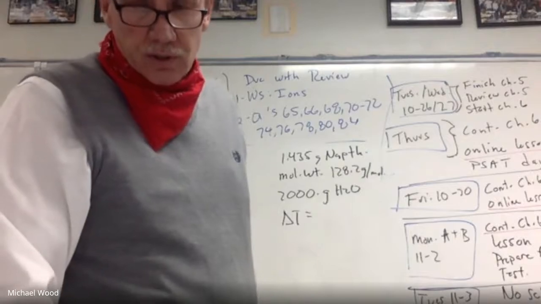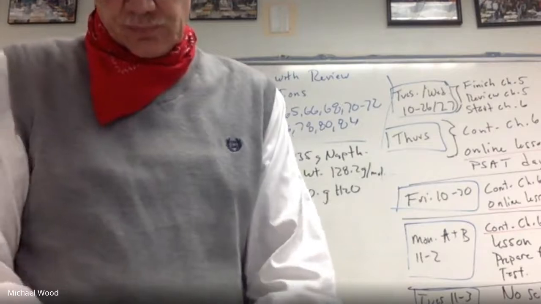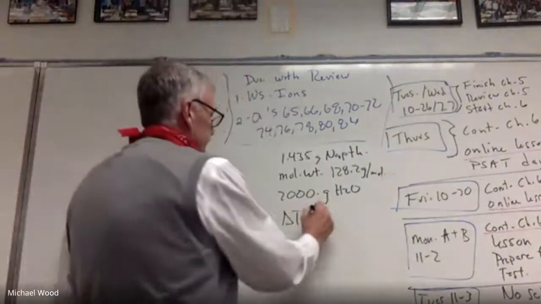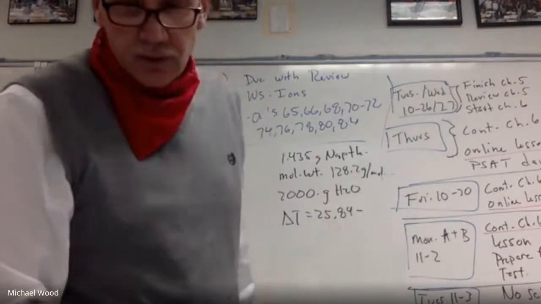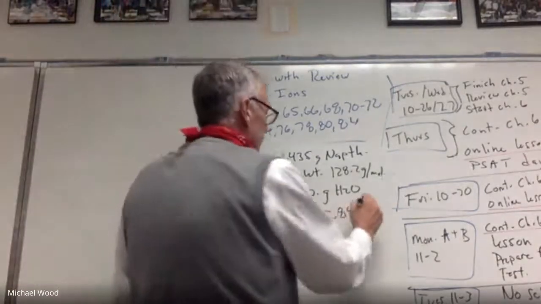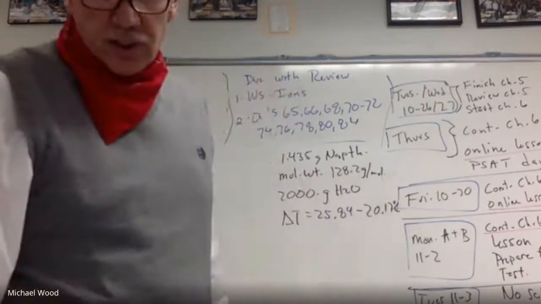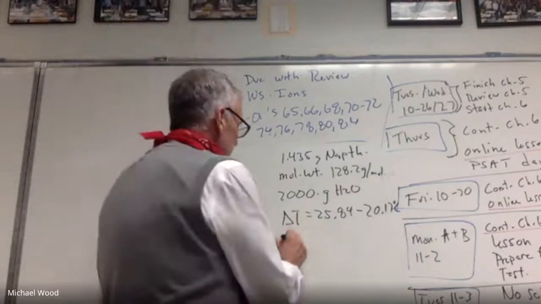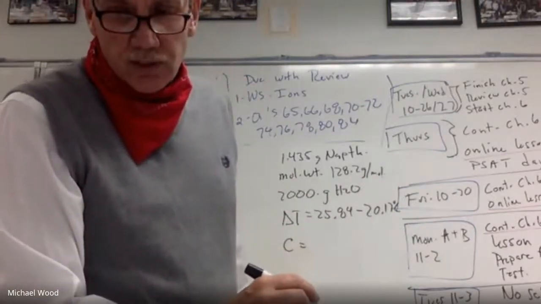So the delta T is 25.84 minus 20.17. And this brings to mind one thing. I'm going to go back. Let me write out everything. It says, and the heat capacity is 1.80.